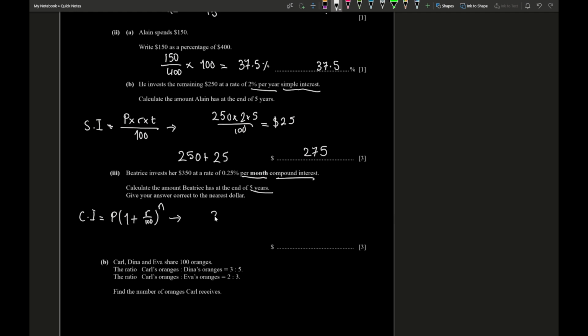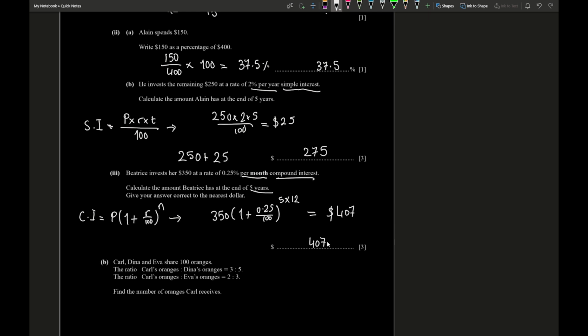The principal amount is 350 times 1 plus the rate which is 0.25 divided by 100 raised to the power of n. ولكن we won't substitute 5. We'll substitute 5 and then we'll multiply by 12 عشان to have it in months, and you should end up with a value of $407 rounded to the nearest dollar. Okay, so this is our answer.